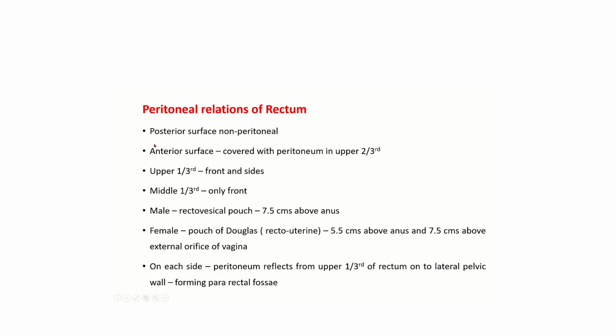Then if we come to the relations, first we will deal with the peritoneal relations of rectum. The posterior surface is non-peritoneal. Anterior surface is covered with peritoneum in upper 2/3. In upper 1/3, peritoneum is covering the front and sides of the rectum. In middle 1/3, peritoneum covers only the front.